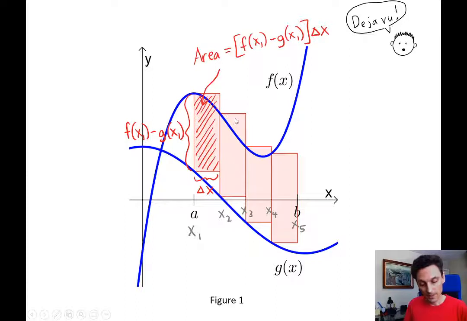So then we could do this for all the remaining rectangles. The second rectangle would be the same thing, except we would just have x sub 2's in here. f of x sub 2 minus g of x sub 2 times delta x, and so on.